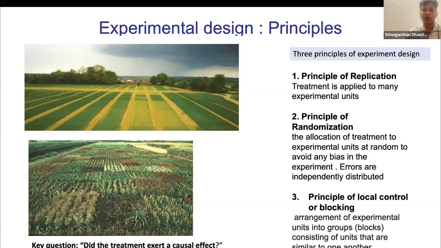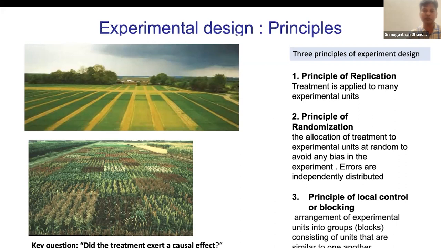And suppose you replicate this. You apply it to one particular track, and then you also observe the same phenomenon in other tracks. Then your experiment becomes more reliable. So the first principle is that you replicate, and when it is replicated, a similar kind of observation should come.